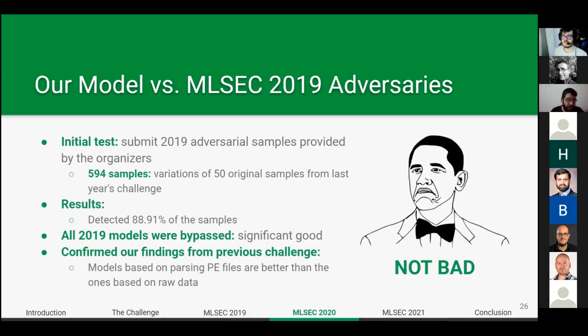And finally, as an initial test for the attacker challenge, we submitted the 2019 adversarial samples to our model. In total, there were about 600 samples, all variations of the 50 original samples from the 2019 edition. As a result, our model detected about 88% of the samples. Considering that all the 2019 models were bypassed, we consider this result significantly good, and it also confirmed our findings that models based on parsing PE files are better than the ones based on raw data, since all of them were bypassed last year with these very same samples.